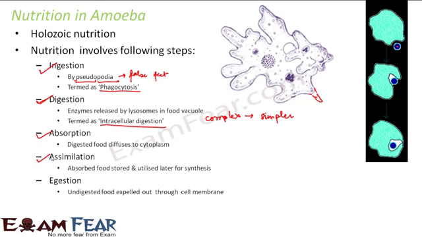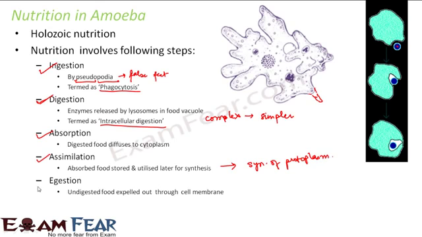Next is assimilation. The absorbed food is stored and utilized later for synthesis. This absorbed food is stored as fat or glycogen and it is later used for synthesis of protoplasm. What is protoplasm? It is the living substance of the cell, that is, the cytoplasm plus the nucleus. They are together known as protoplasm. So this absorbed food is stored and used later for synthesis, for example, synthesis of protoplasm.